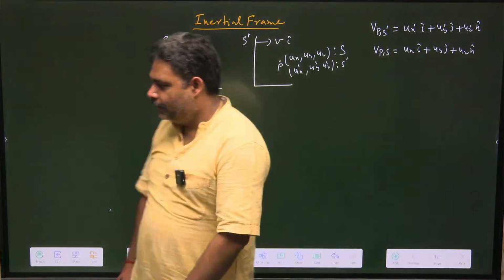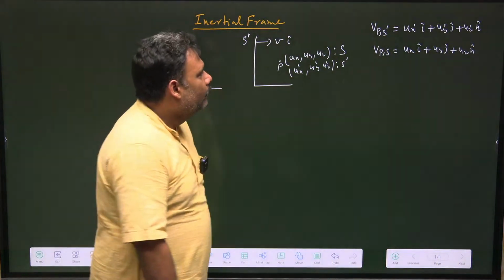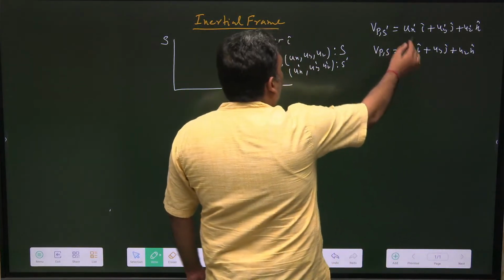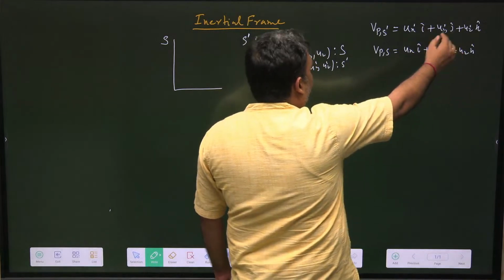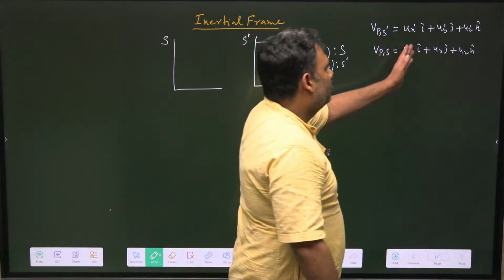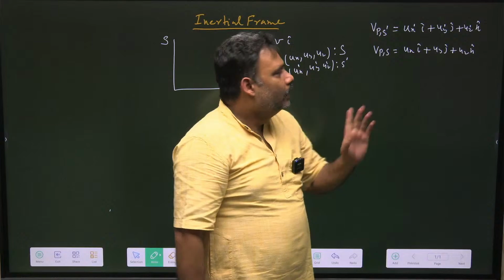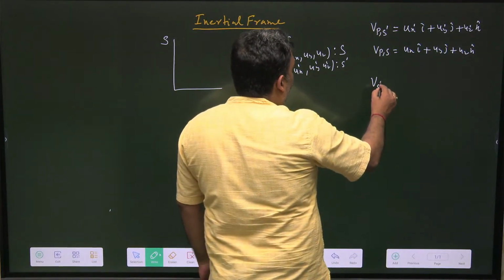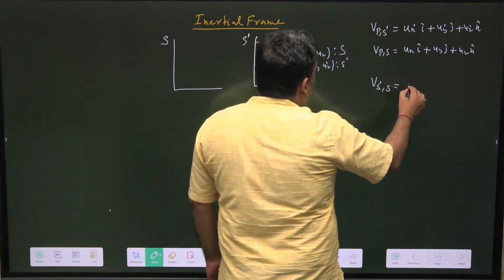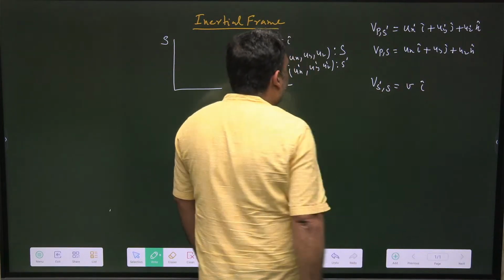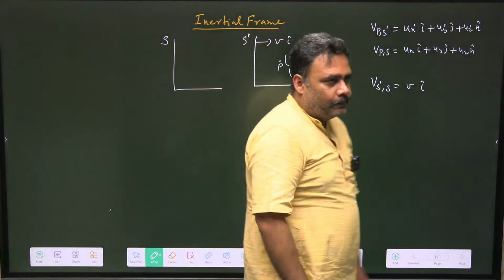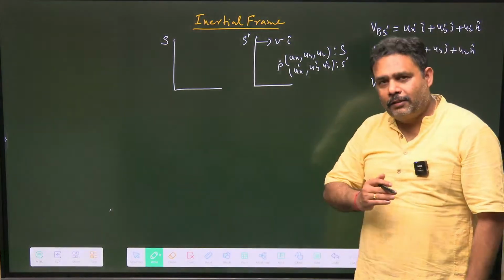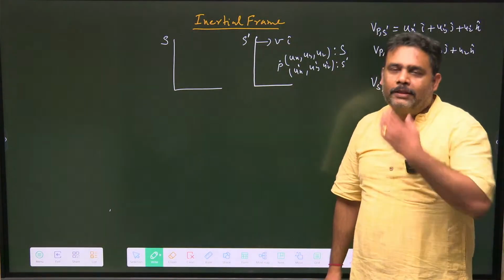And what we have to do, we have to just figure out what will be the relationship between ux and ux dash, uy and uy dash, and uz and uz dash. Similarly, i, j, k are the independent directions. And the most important thing is the velocity of S dash with respect to S, and this is given as v in i cap direction. So this is the whole story, and hence this is in the i cap direction. The relative velocity is only in the i cap direction. So this is very interesting.